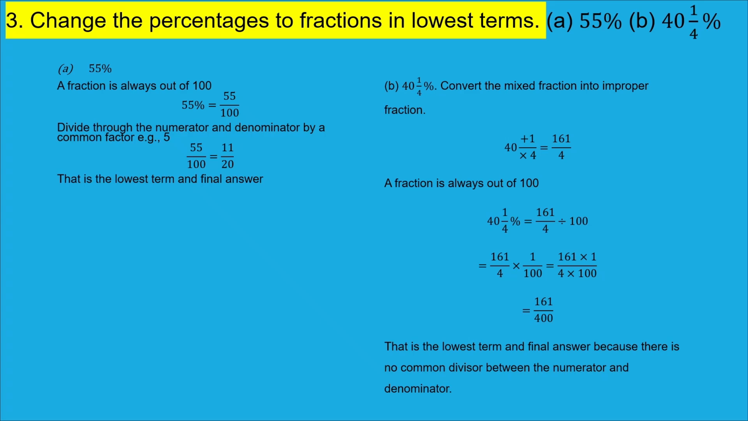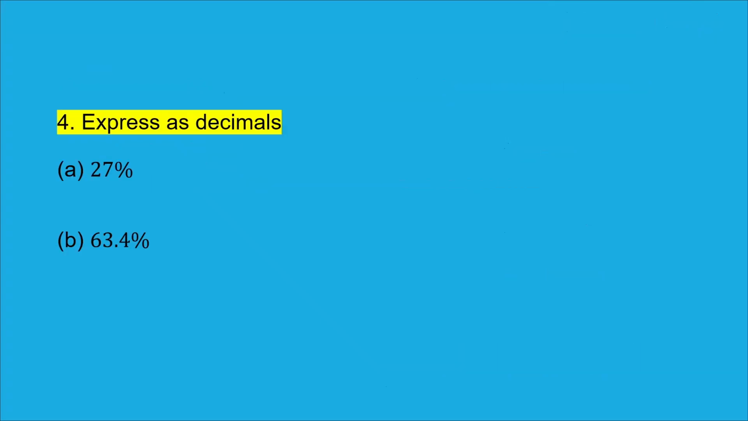Part B, 40 and a quarter percent, we first express as an improper fraction by multiplying 4 times 40 plus 1, then we have 161 over 4. As a fraction is out of 100, so we divide by 100 and that makes it 161 over 400, and that is the lowest terms because there is no common divisor between the numerator and denominator. What do you think about number 4?